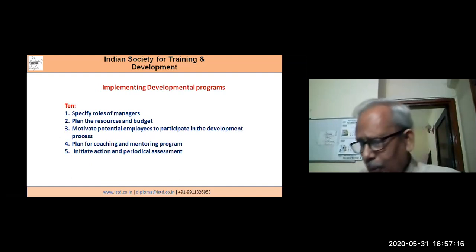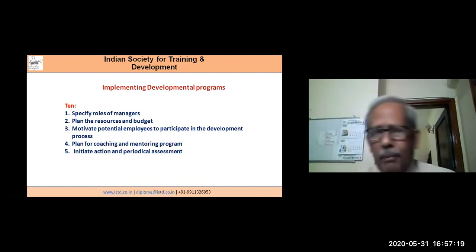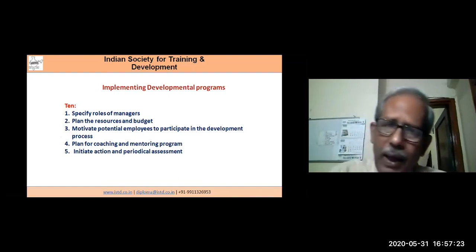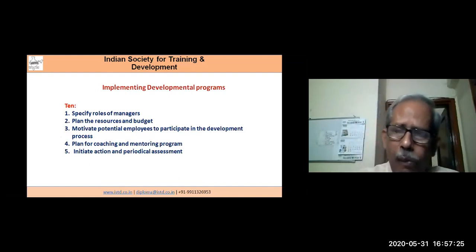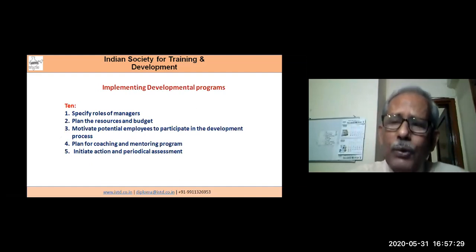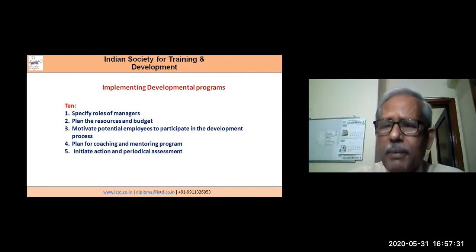And then, of course, the implementation of the developmental programs. After doing all these things, they need to have some implementation. And for doing that implementation, who is going to do what? Specifying the roles of the different managers. Who are going to do what? In the HR department, who is going to do what?